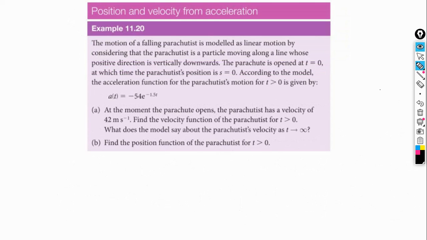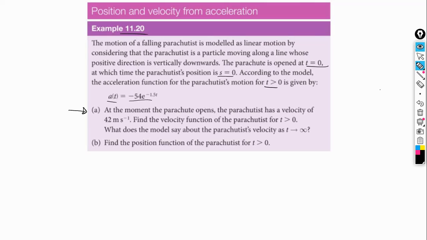Very well, so now we're going to do example 11.20. It says, the motion of a falling parachutist is modeled as linear motion by considering that the parachutist is a particle moving along a line whose positive direction is vertically downwards. The parachute is opened at t equals 0, at which time the parachutist's position is s equals 0. According to the model, the acceleration for t greater than 0 is given by a of t equals negative 54 times Euler's number to the power of minus 1.5 t.